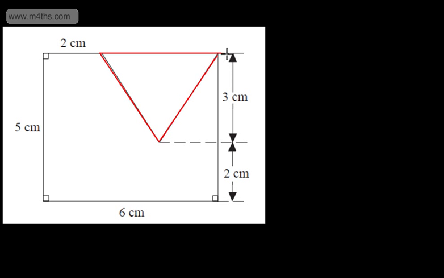That has a perpendicular height of 3. If this length is 6 and it's parallel to this top one, we can say that the base of the triangle is going to be 4.